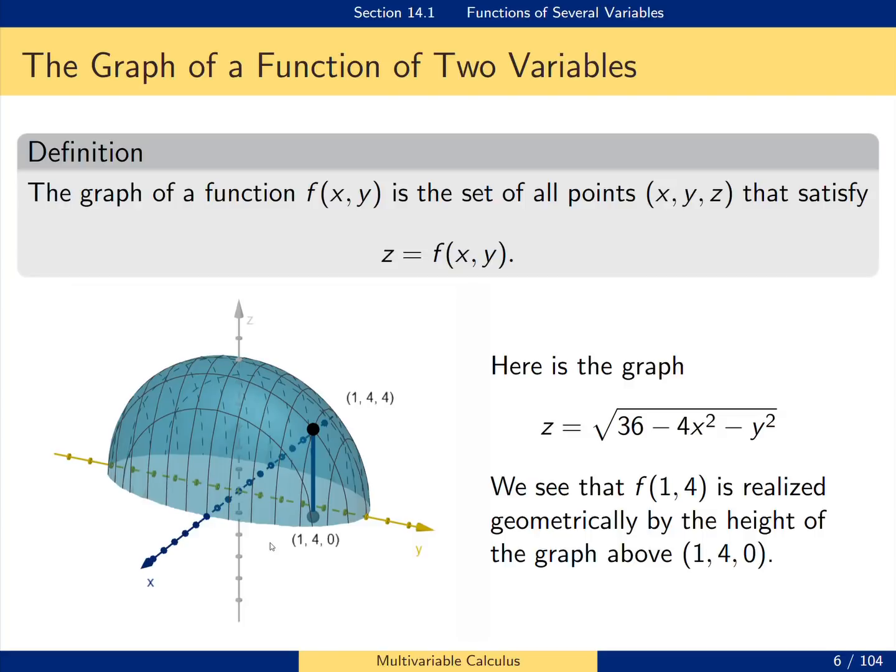For example, here is the graph of z equals the square root of 36 minus 4x squared minus y squared. We see that f of 1, 4 is represented geometrically by this height. We calculated its value to be 4, and it is 4 units above the point 1, 4, 0 in the xy plane. The same is true of every other point on the graph. The height encodes the value of the function for those x and y coordinates. Above those points outside the domain, the graph does not exist.